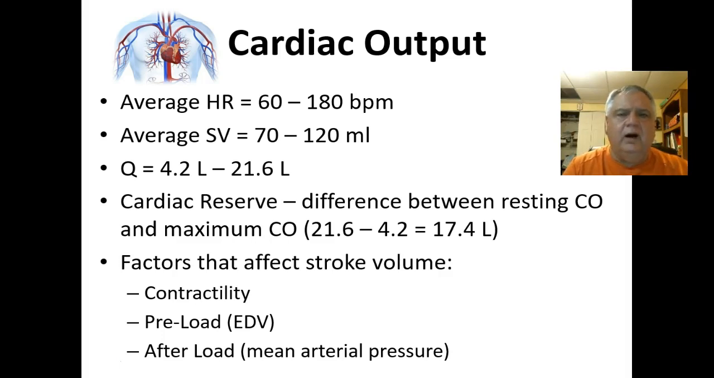And finally, another factor that affects stroke volume is the afterload. The afterload refers to the mean arterial pressure. So the mean arterial pressure is the average pressure in the blood vessels. Let's take the aorta, for example. When the ventricle contracts, the pressure is going to go up in the aorta, and then when the ventricle relaxes, the pressure is going to begin to fall off. So what's the average pressure in that blood vessel? That's the mean arterial pressure. And here's why that's important.